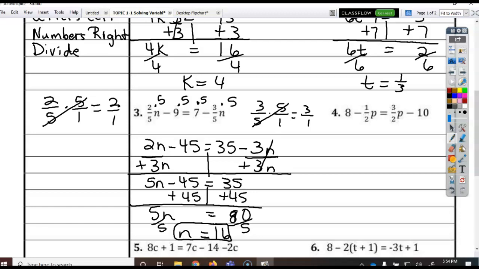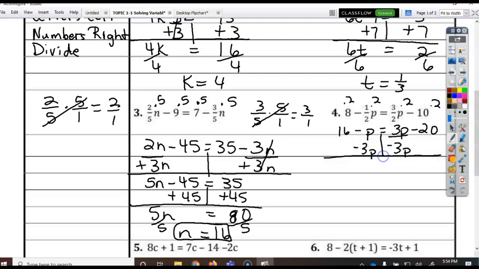Since I have a 2 as a denominator and it's a common denominator, I'm going to multiply this by 2, this one by 2, this one by 2, and this one by 2. Okay, 8 times 2 is 16. Half of 2 is 1, so this is minus 1p. Here, this ends up being 3p. That's 2 times 3 halves. And then a negative 10 times 2 is a negative 20. Okay, letters to the left, so I'm going to move minus 3p.